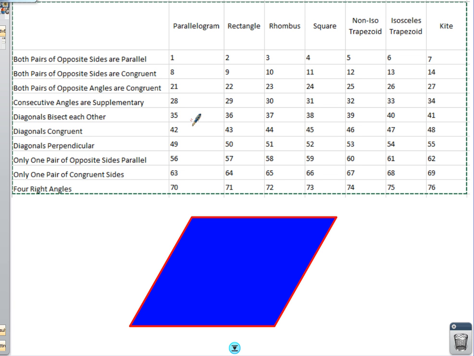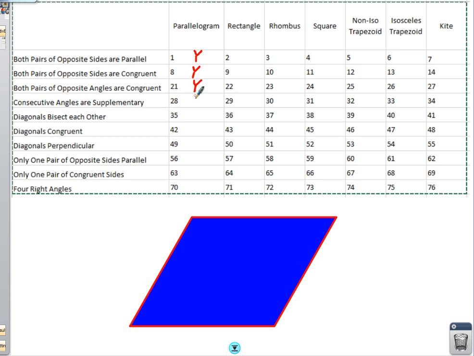In a parallelogram, are both pairs of opposite sides parallel? Both pairs of opposite sides, meaning top and bottom is parallel, left and right. Is that true, Harley? Yes. Harley, are both pairs of opposite sides congruent? Yes. And are both pairs of opposite angles congruent? There we go. Next three.